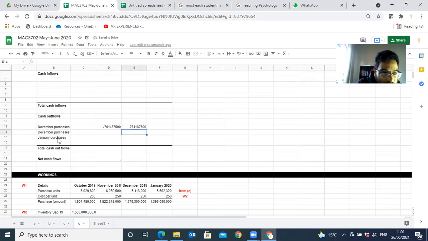Then we'll look at December. December's purchases: 50% of December's purchases is made in December, so I'm going to say equal negative 50%. The other 50% is made in January. January's purchases: 50% is made in January. The other 50% is made in Feb, but Feb is not in our timeline.